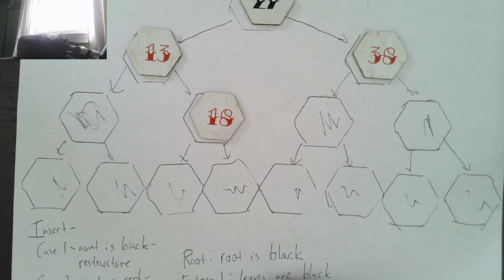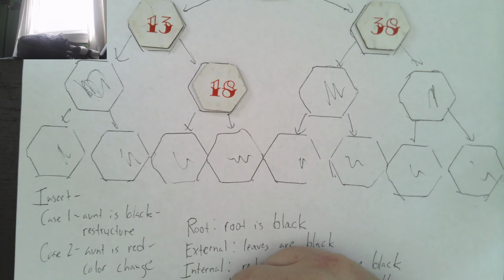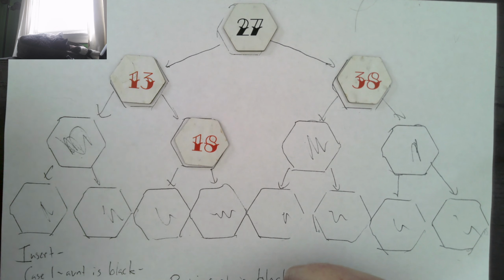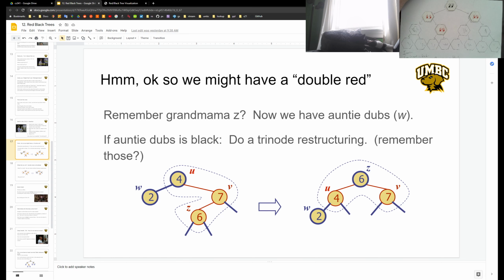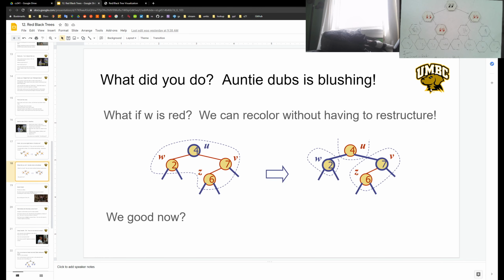And so what is our procedure here? Well, we do a color change. So the way the color change works, if we swap over to Chrome, we look here and we have red. So what we do is we color both the parent and the aunt black. We change them to black and make the grandparent red. So we do that.